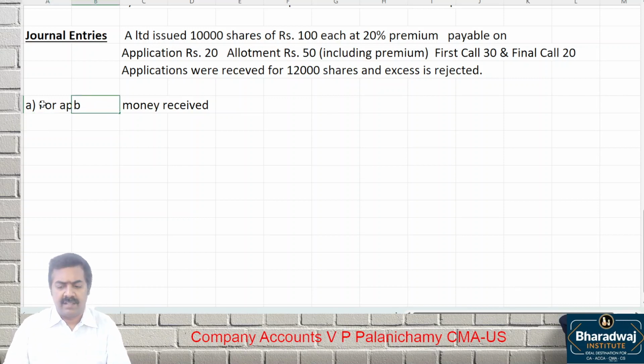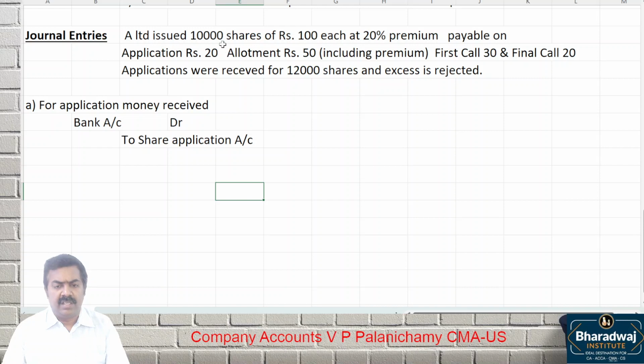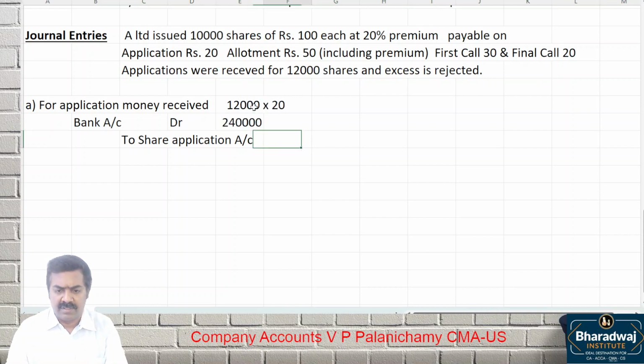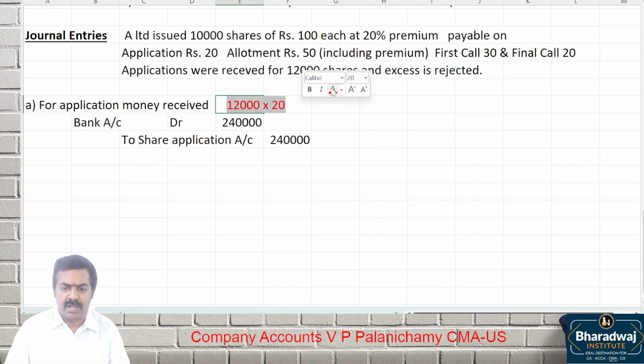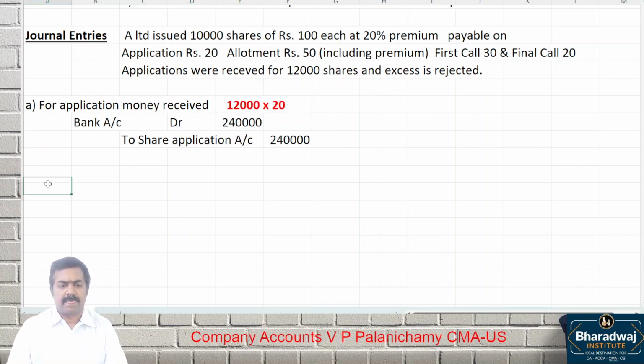We'll pass the entry like this: Bank account debit, the receiver, debit what comes in, to share application account. How many applications have we received? 12,000 applications received, and application money is 20. 12,000 into 20 is 2,40,000. Instead of learning a raw, dummy entry, we learn with an example so that we get a better understanding. Application money received.